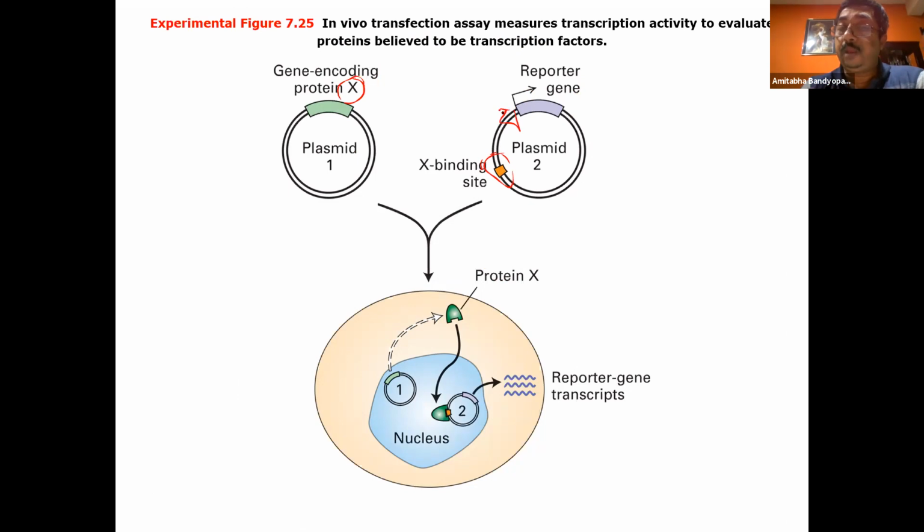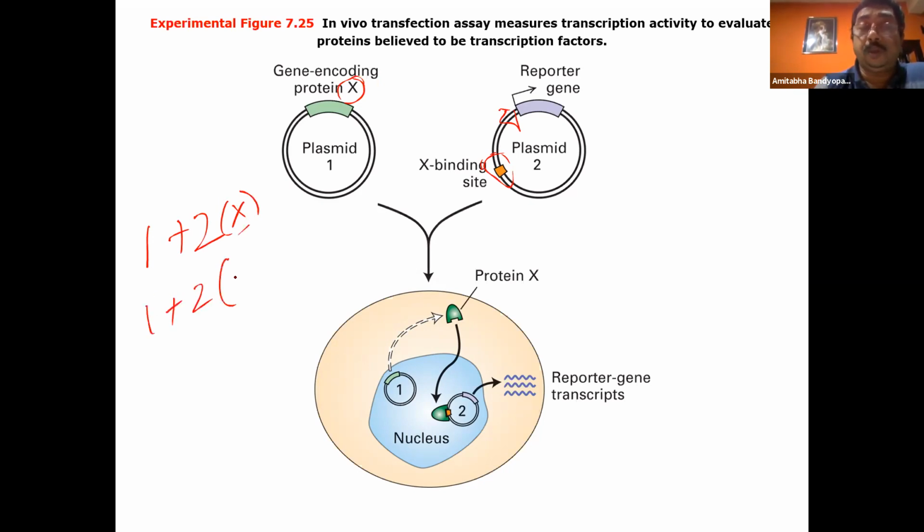Now, you take two such experiments, where in one you transfect plasmid 1 plus plasmid 2, which carries X, and in another one, plasmid 1 plus plasmid 2, but it does not carry X. Everything else is the same, just this site is not there.